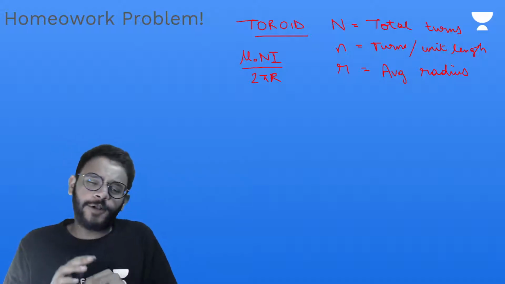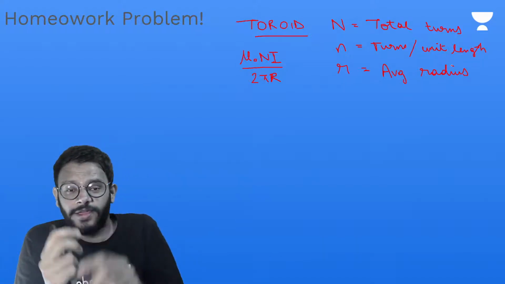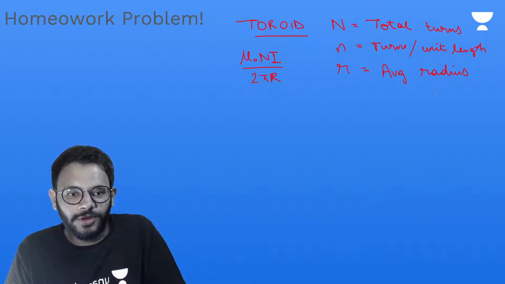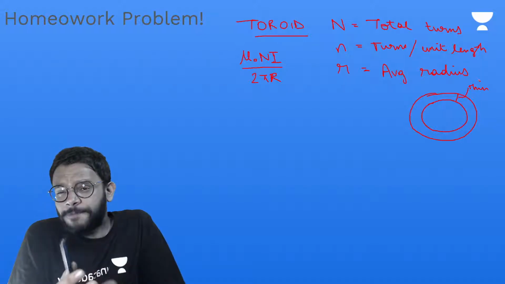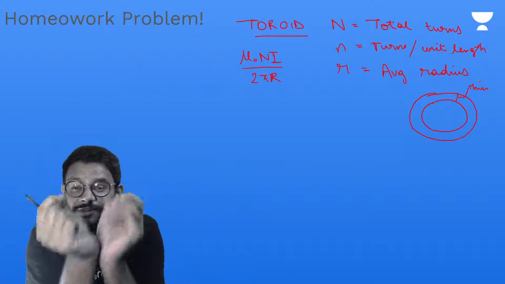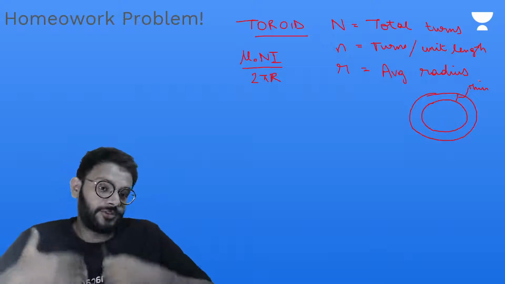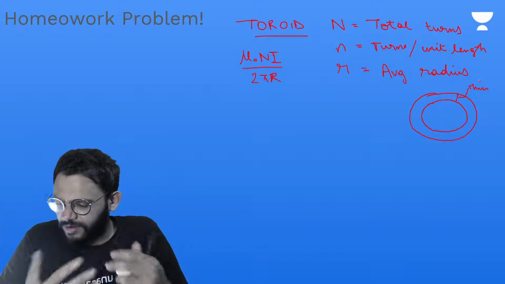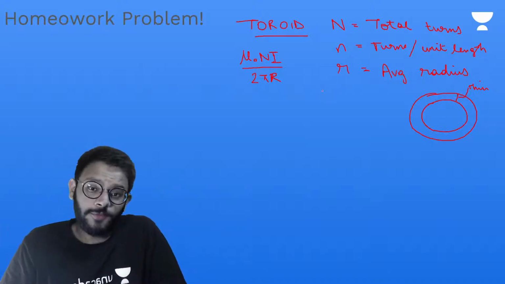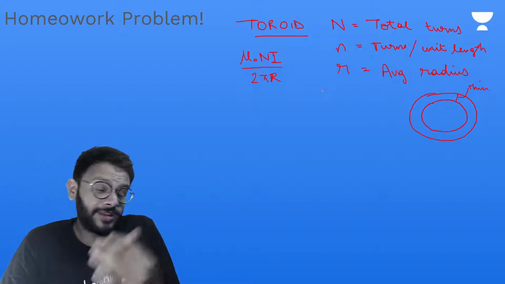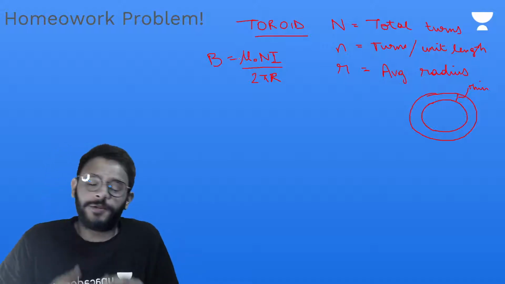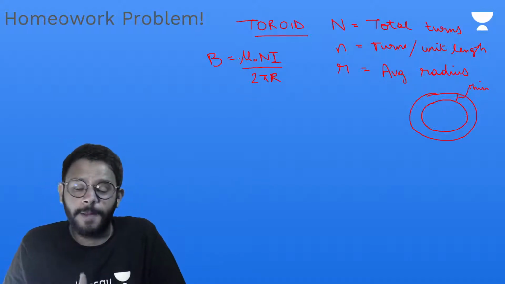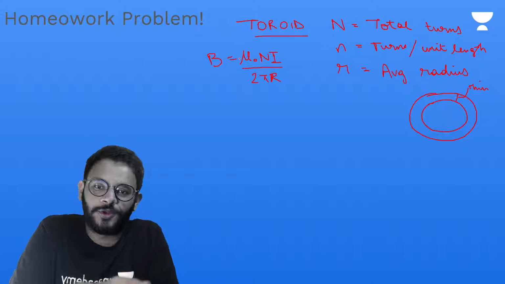So what I'm assuming is that if this circular shape is a toroid, it is sufficiently thin so that my radius is an average radius, and the change because of the changing radius is negligible. And then what I was asking you to find out was the relation between the magnetic field because of a toroid and the magnetic field because of a solenoid when I am applying the same terms from the solenoid.